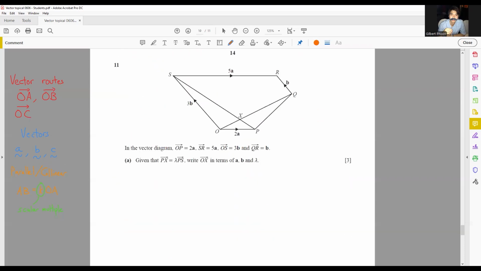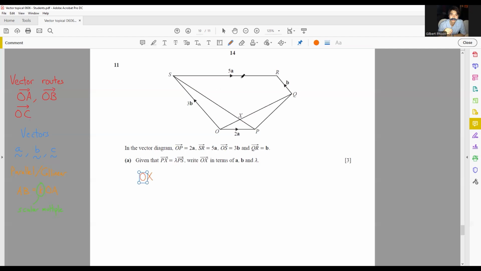Then next question over here. In the vector diagram, OP is equal to 2a, SR is equal to 5a, OS is equal to 3b, QR is equal to b. Given that PX is equal to lambda PS, write OX in terms of a, b, and lambda. So for this question, we're again going to break down everything.